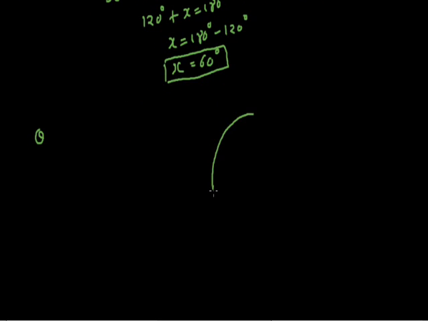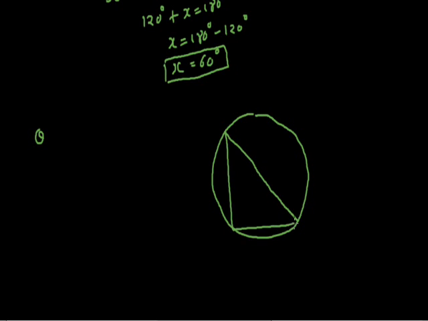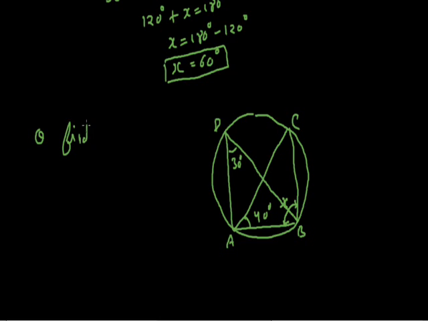We have a circle. Let's say this is 40 degrees. Let's say this is 30 degrees, and we have to find the value of this angle x. Let's say we name these points A, B, C, D. We have to find the value of x.